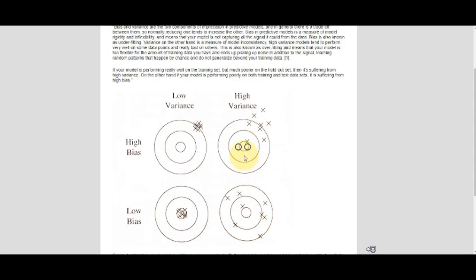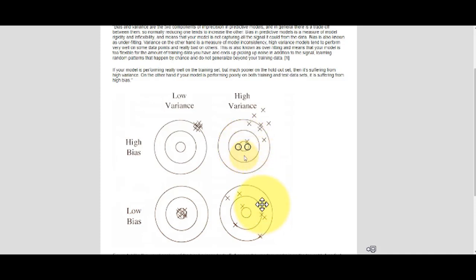To understand the bias, we talk about what would happen if we took the average of all of the points. Here, if we took the average of all of these points, there's going to be some distance between that average and the center. So that means there's some bias in this data. Here, again, if we took the average of all of these points, there's going to be some distance between that average and the center. So we say this also has bias.